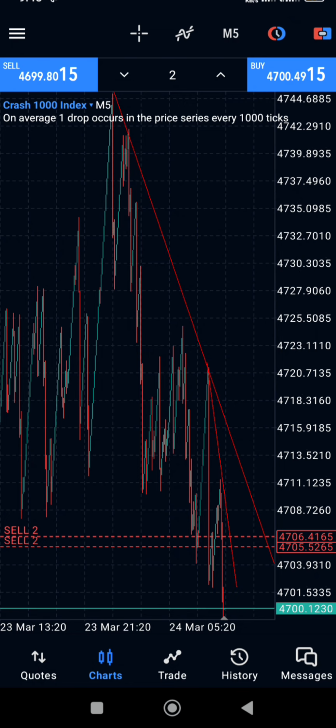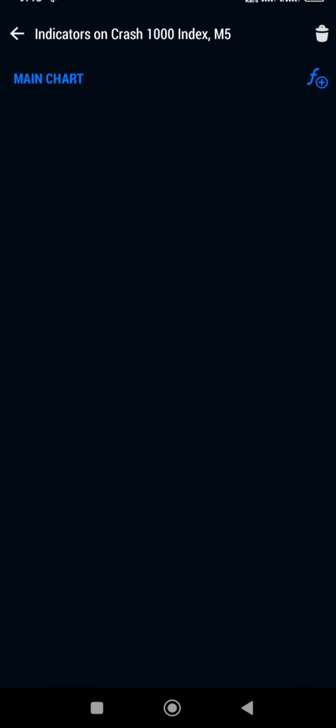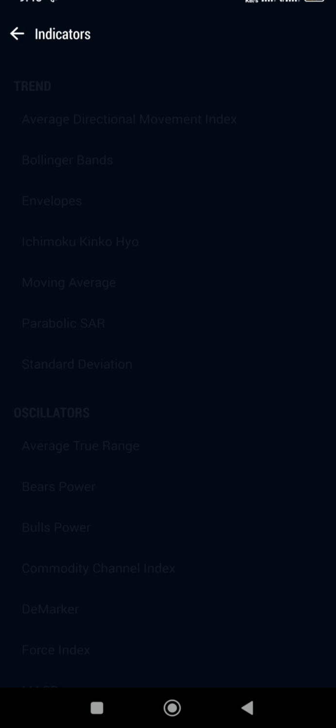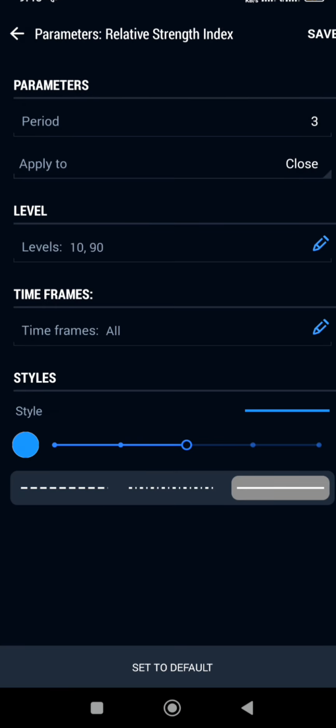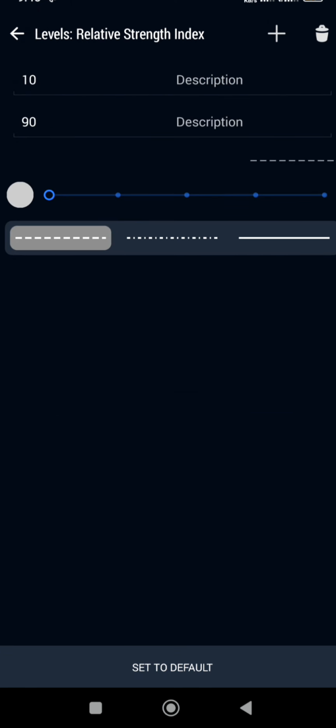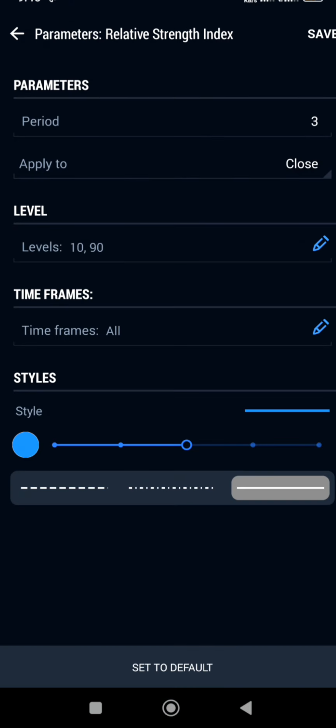Now let me show you guys something before I leave here. Let's check on this setup. Now let's go for the relative strength index, which is a very good setup for this. Now look at the setting. The parameters are period 3 applied to close, and levels 10 and 90, so that we'll be able to get the overbought and the oversold levels. You can add a description to it if you want, but I think it's child's play. So we leave it at this, then we click on save.